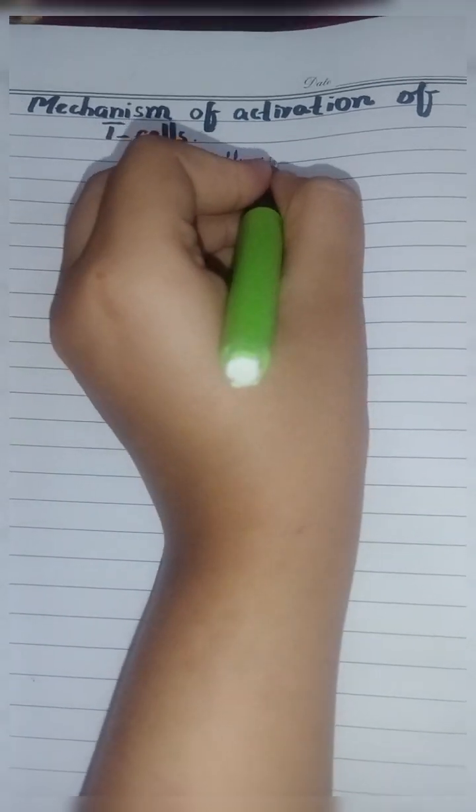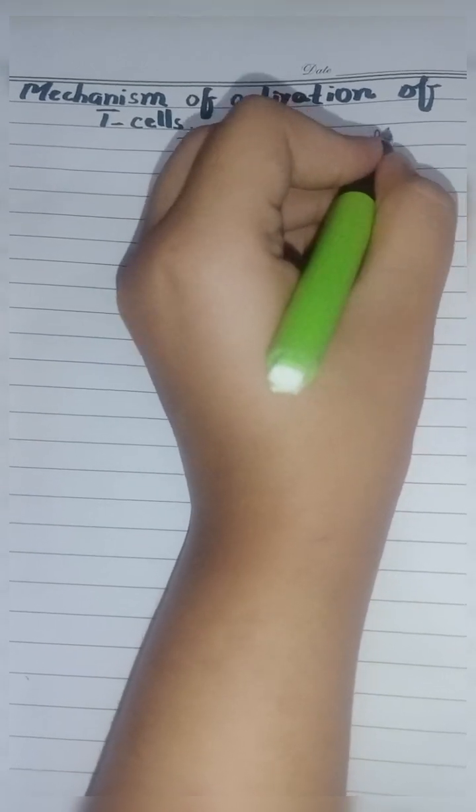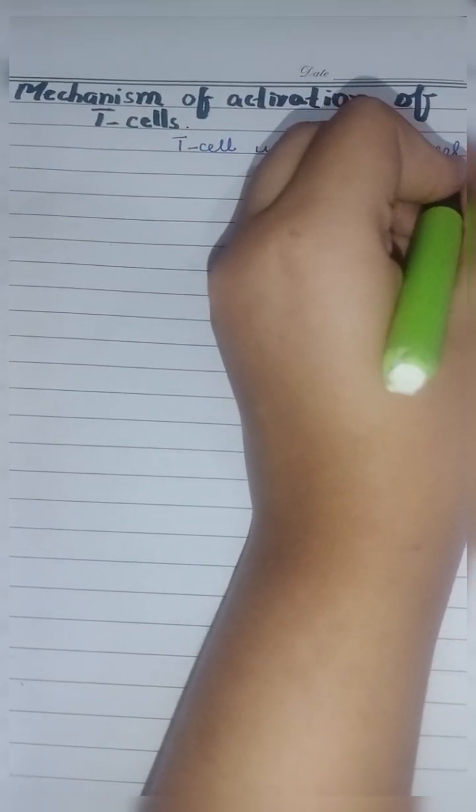So here we are going to discuss the mechanism of activation of T cells. How are T cells activated? First of all, I am going to tell you that T cells work separately. But when T cells activate, then B cells will activate. Otherwise, B cells will not activate. Means T cells will activate B cells. Okay, so moving towards the mechanism.